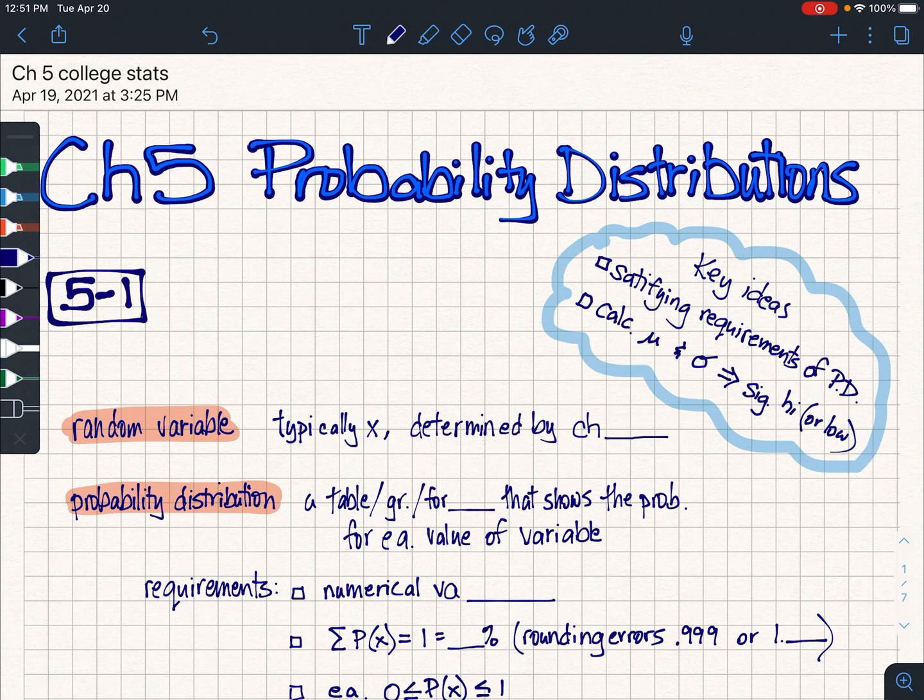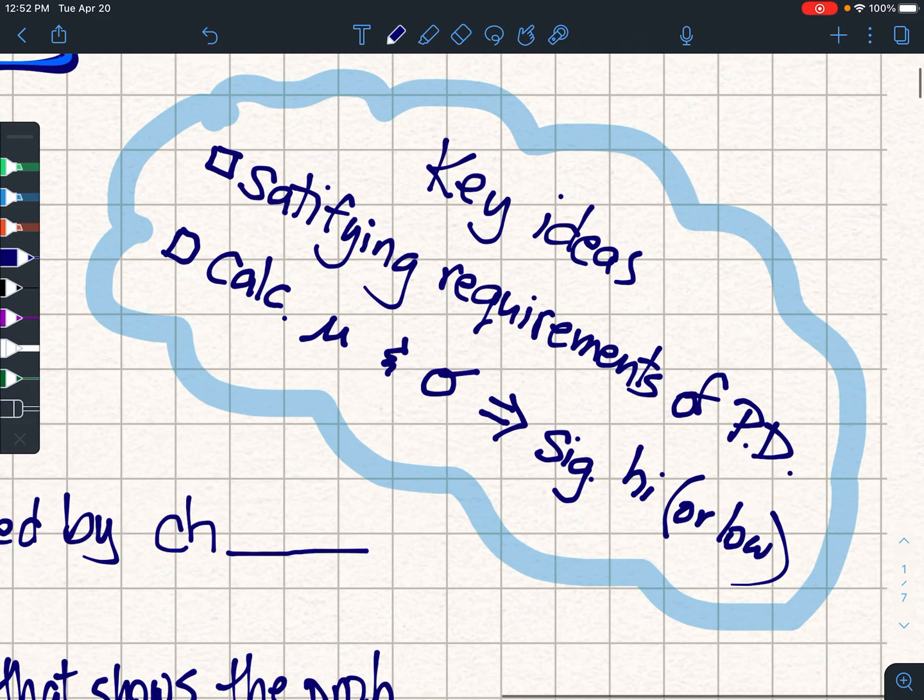All right, Chapter 5, Probability Distributions. This is a longer section, so I'm going to go along at a good clip here. Hopefully you don't have to pause the video too often. Key ideas. What are the necessary requirements for doing probability distributions? Included in that is obviously definitions, unfortunately. And then we'll also be calculating both mu and sigma. These are obviously the mean and the standard deviation. And then we use that to determine whether a particular statistic is significantly high or low.